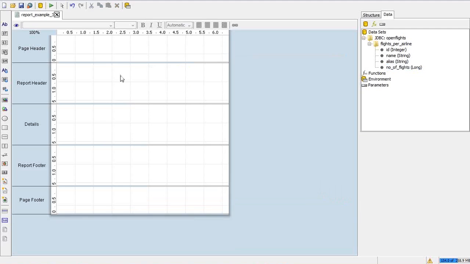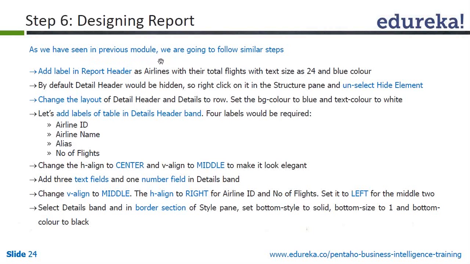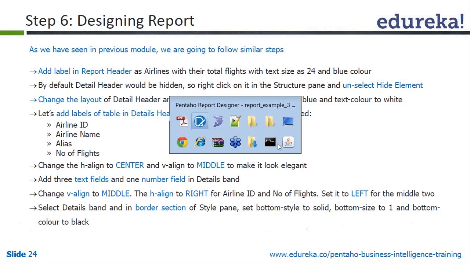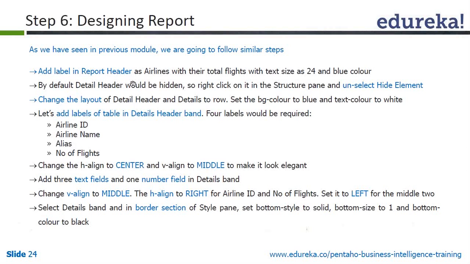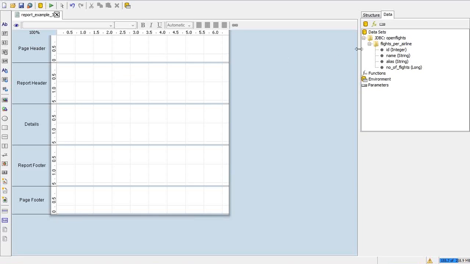So report example 3. Now these are the next steps. Designing report. Now you have configured as a part of workflow. The first step is configuring your data source, adding SQL, and comes to designing report. So add labels in the report header as airlines with total flights. Again, these are few styles which I mentioned, and it is in report header.